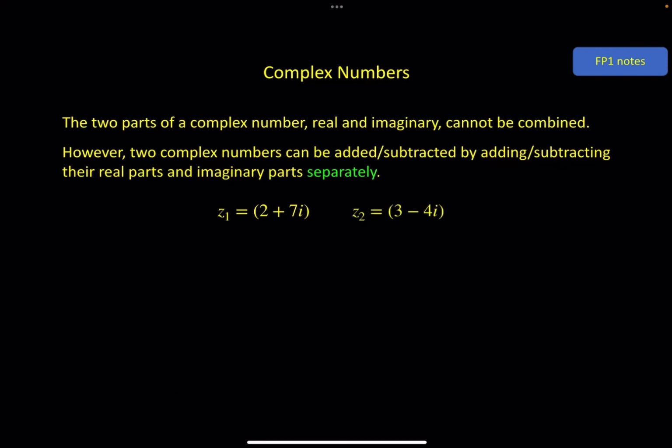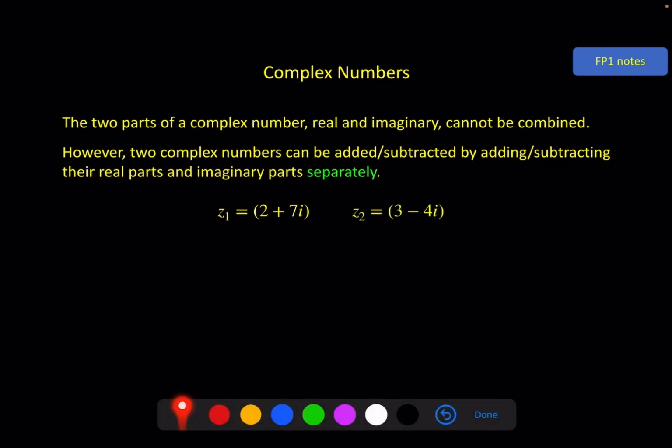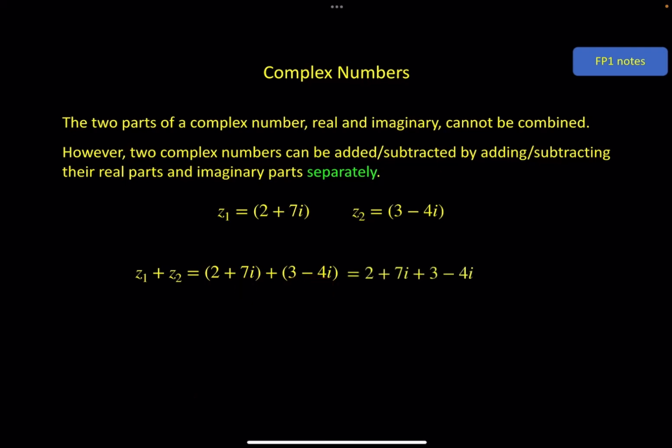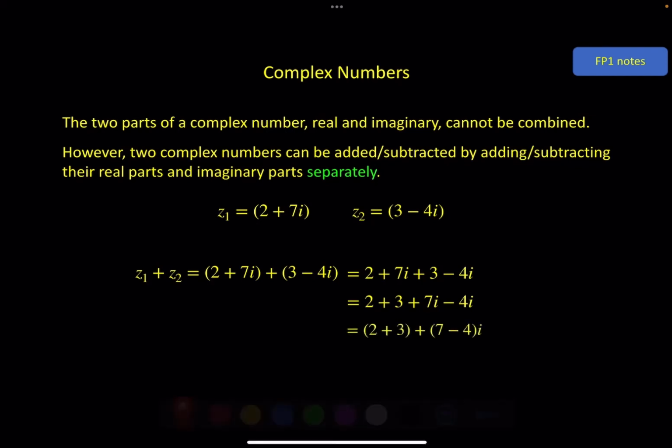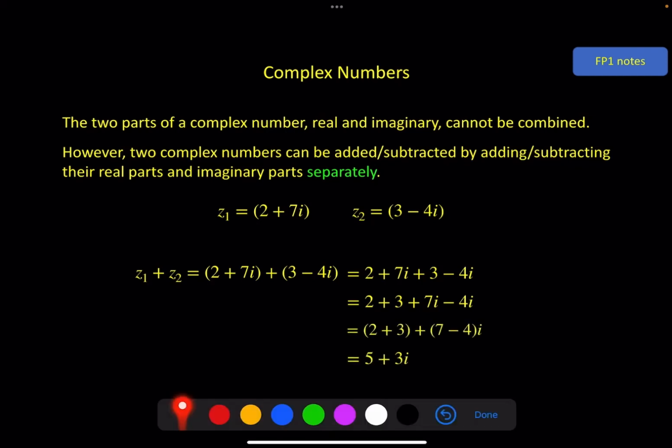So, for example, if we have z1 here and z2, and I want to add z1 plus z2, we have this equation here, and then I can put my two real parts, the 2 and the 3, together to make a 5, and the 7i minus a 4i make a 3i. Nice and formally, you can rearrange it. Obviously, you don't need to write all of this out each time, but you know that these numbers are commutative, and this is what we get.